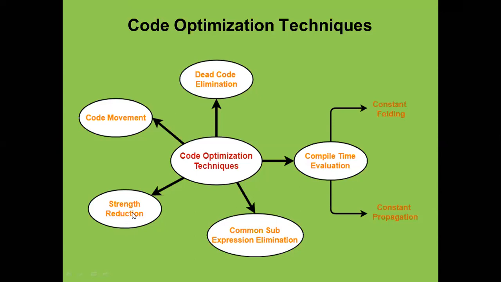Third is strength reduction. Here we replace, for example, the exponential sign, the division sign, or floating point division with some multiplication or addition. By just reducing the strength, the load on the compiler is drastically reduced. That is called strength reduction.